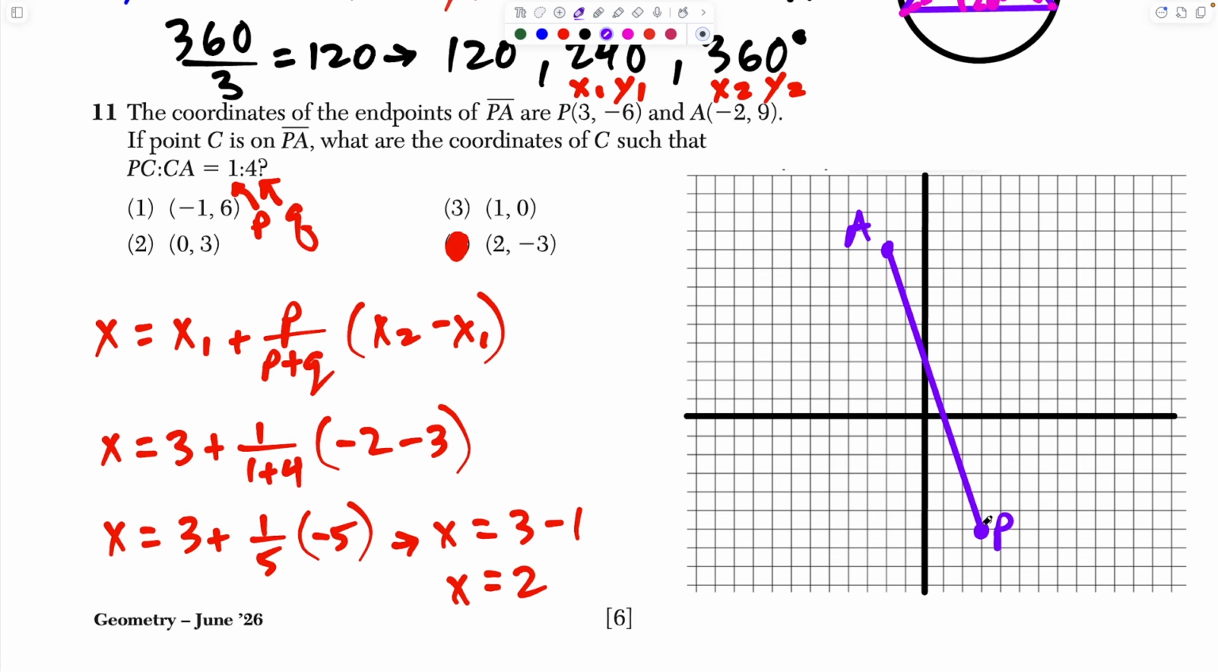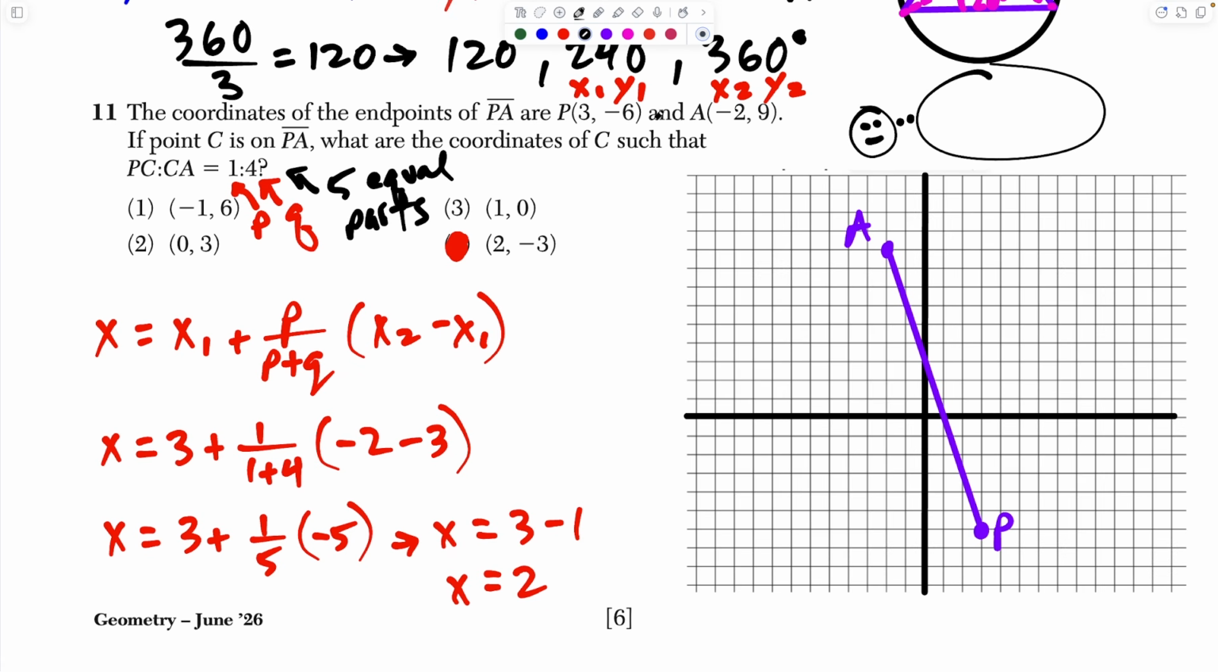But now we really have to understand what that ratio means, breaking something into a ratio of 1 to 4. Well, if your ratio is 1 to 4, that is 5 equal parts. So the goal is to break this line segment into 5 equal parts. So what I like to think of is the rise over the run. So if I'm going from point P to A, I have to go up. Well, I could cheat a little bit here. I'm going from a height of -6, so I'm down here at -6, and I'm going up to 9. So I have to go up 6 and then up 9, and 9 plus 6 is equal to 15. So I have to go up 15.